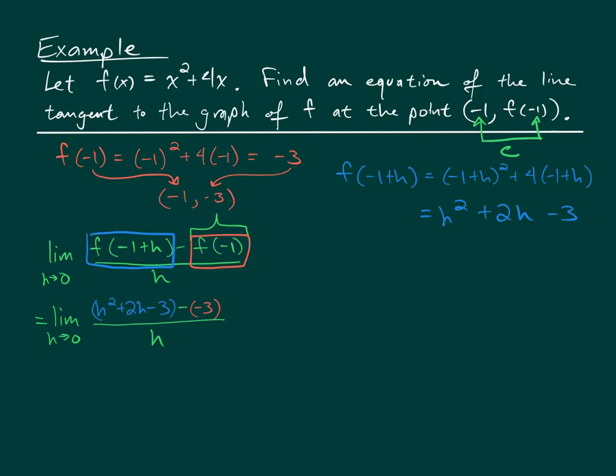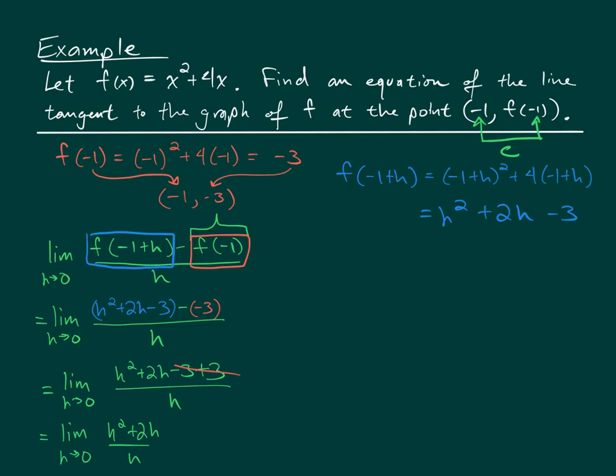What needs to happen next is some simplification in the numerator. You can see that subtracting a negative 3, that's the same thing as adding 3. So now that you have this addition of 3, you can see that there's some cancellation that happens here, leaving you with the limit as h approaches 0 of h squared plus 2h all over h.